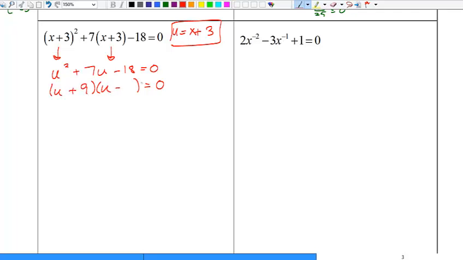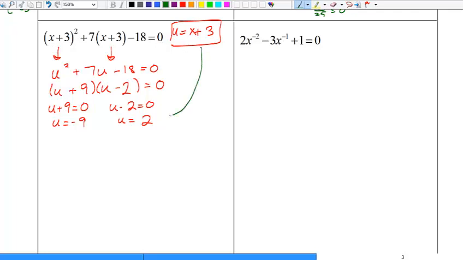So I have u plus 9, u minus 2, that factors. And then we set each of those factors equal to 0. I'm getting u equals negative 9 and u equals positive 2. Don't think for a second that you're done though, because we had a problem that started with x's, so we need to answer in x's.